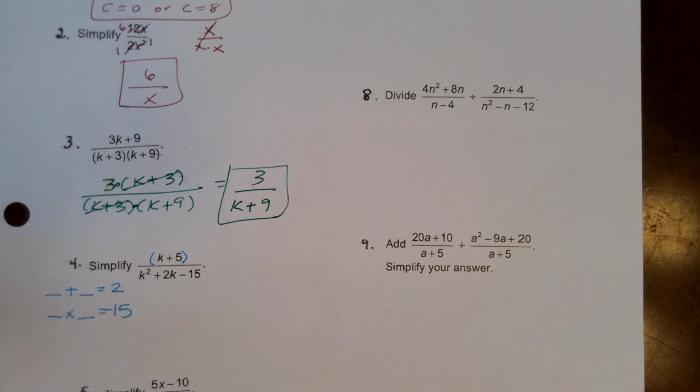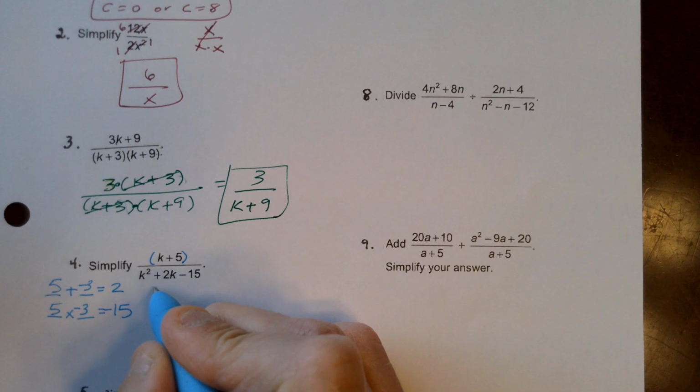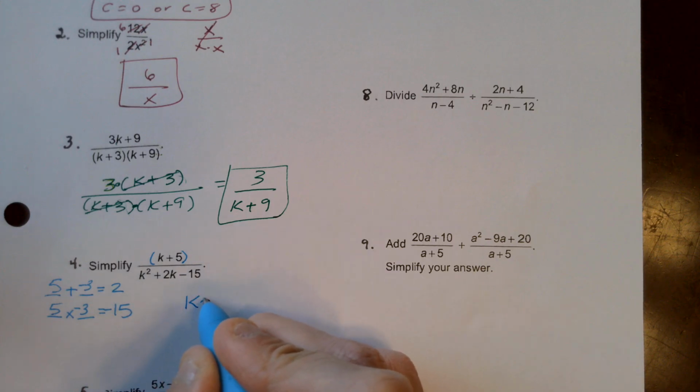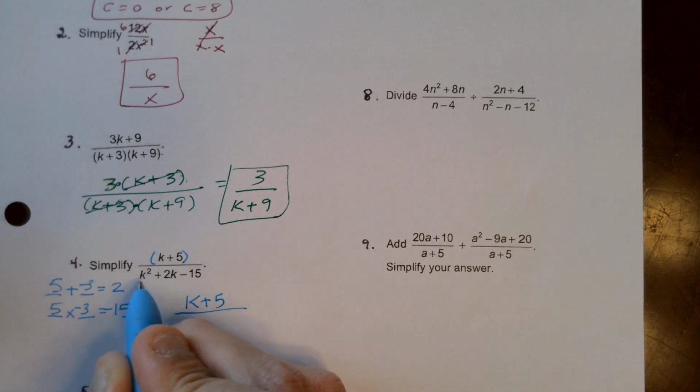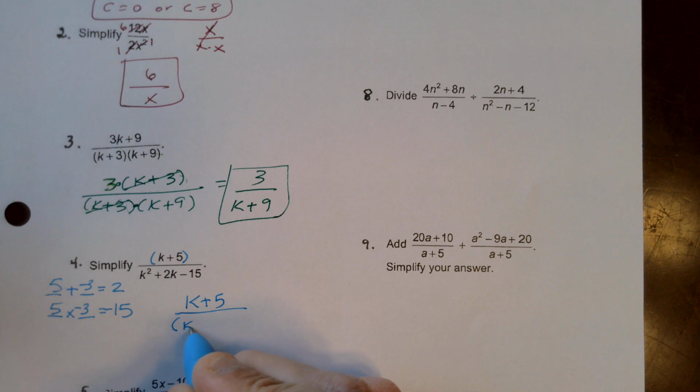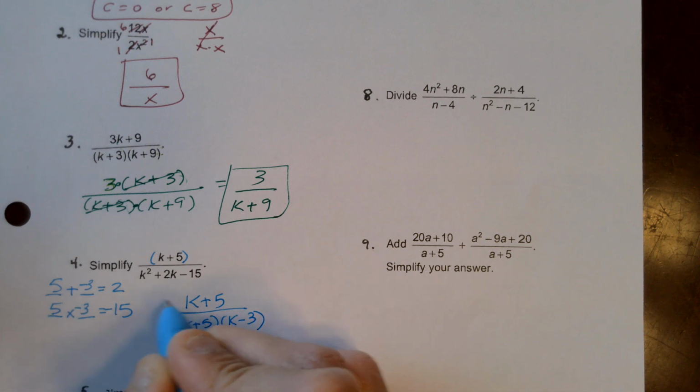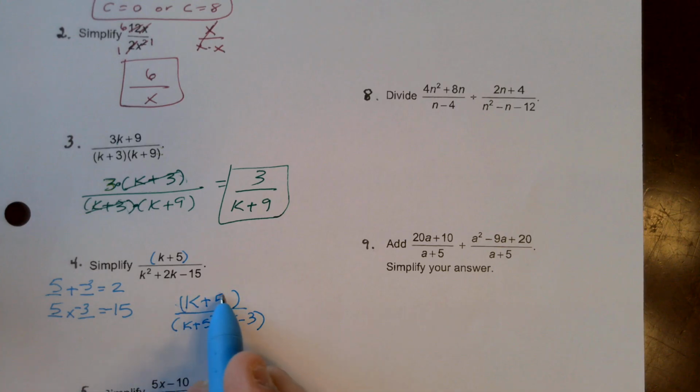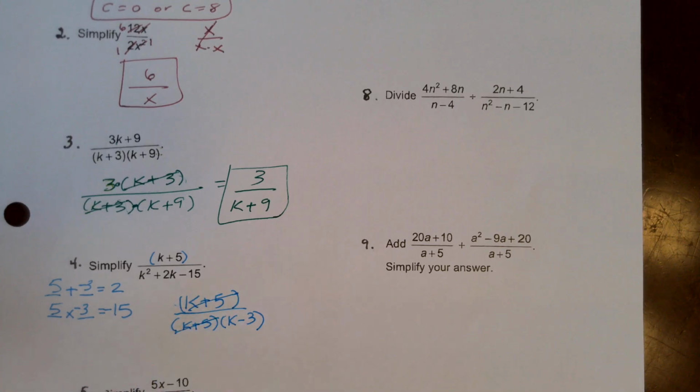So we start to think, what is that? Probably a 3 and a 5, and it's got to be positive, so I think it's going to be a 5 and a negative 3. Yep, that works. So now I'm going to factor that bottom one out. So I have the k plus 5 on top, and when you factor this, I'm going to get a k plus 5 and a k minus 3. And now we're getting rid of the whole thing together.